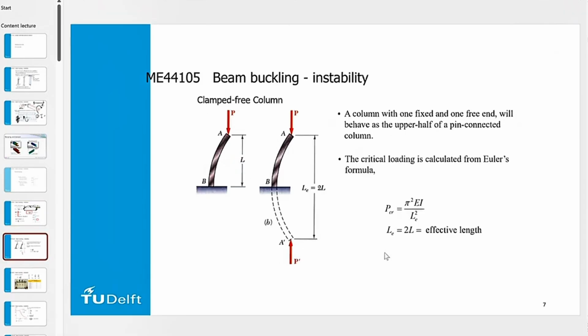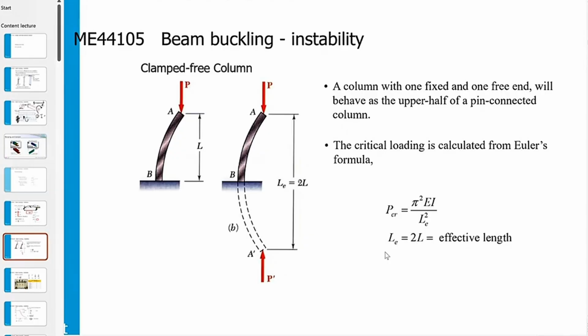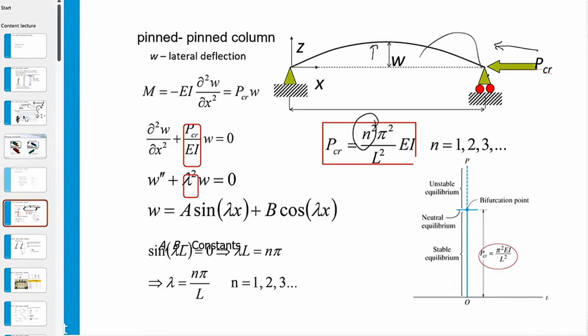And if you remove the N value here, because in general things buckle at the lowest buckling shape, then we go to the next page.